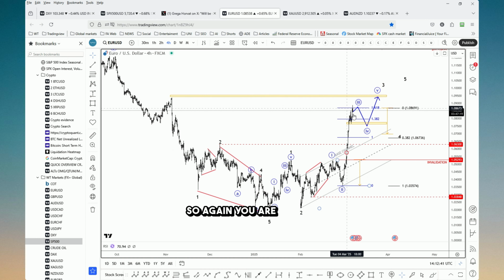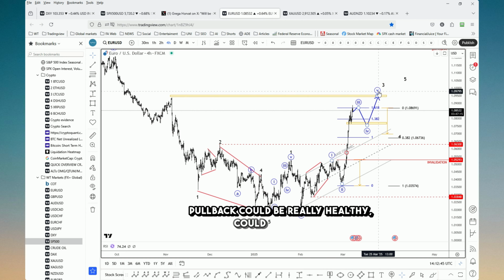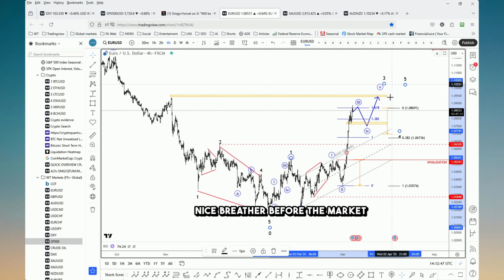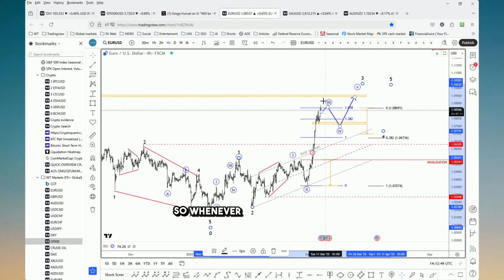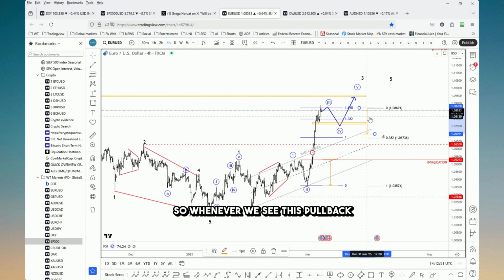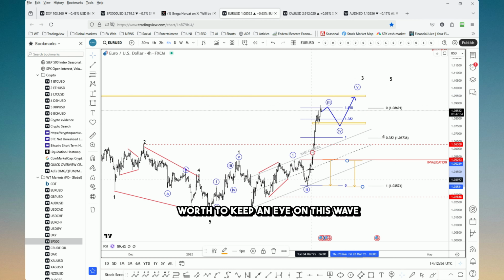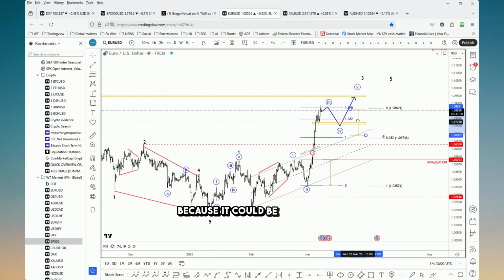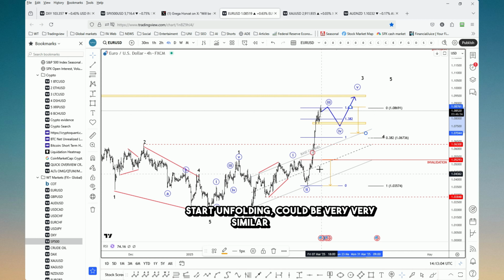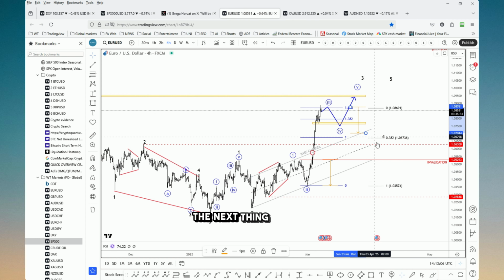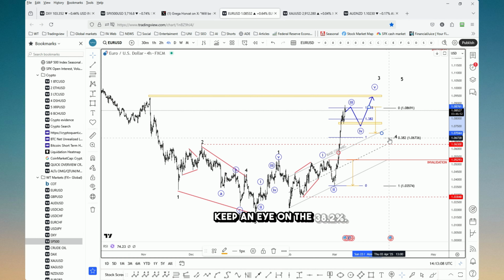So again, you're in the zone where some pullback could be really healthy, could be a really nice breather before the market resumes even higher. So whenever we see this pullback, I think it's worth keeping an eye on this wave 2 length, because whenever this wave 4 starts unfolding, it could be very similar in distance. That's one thing. The next thing is that you should keep an eye on the 38.2%.